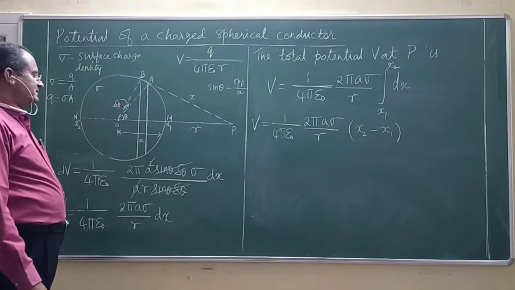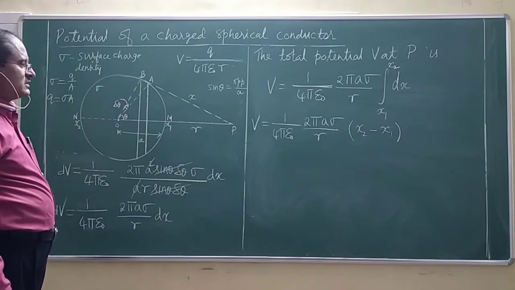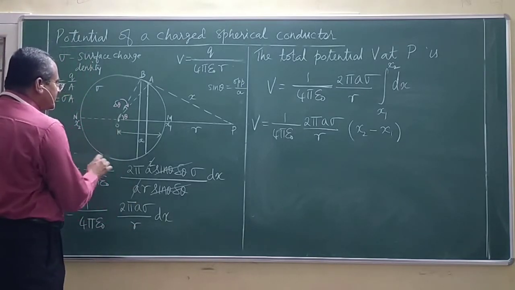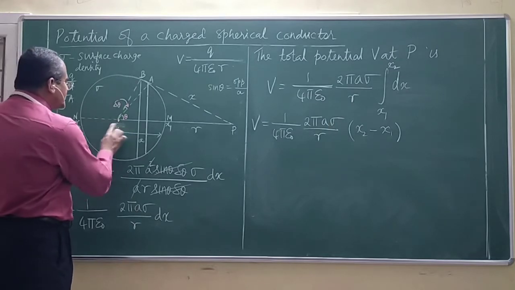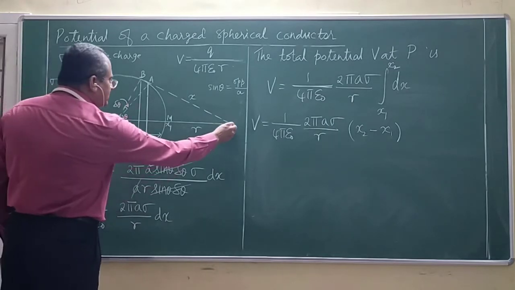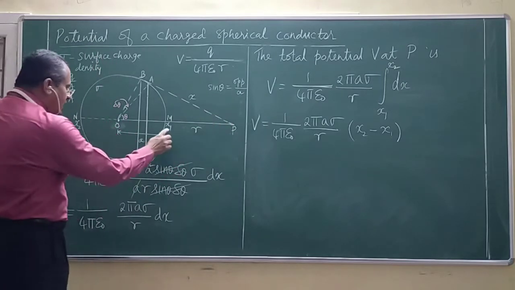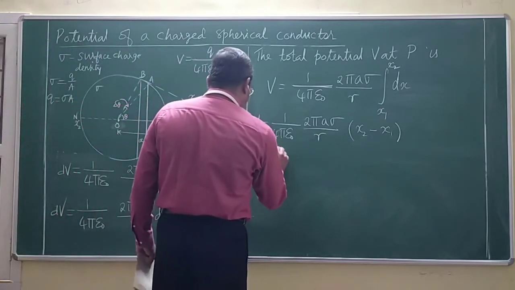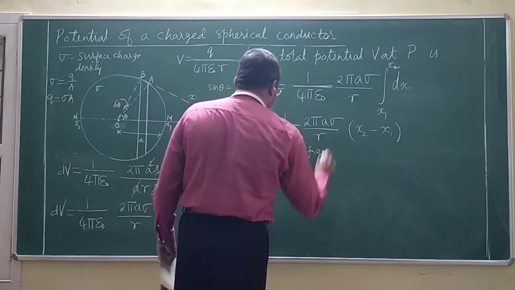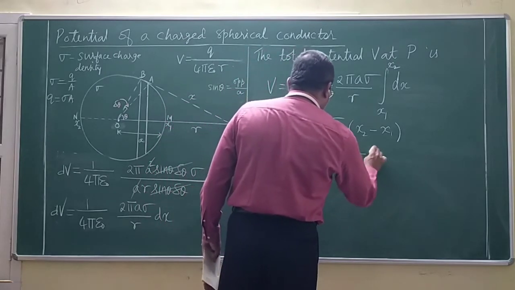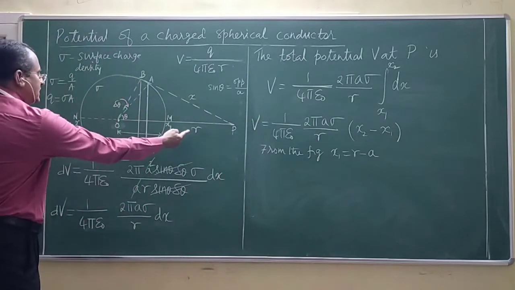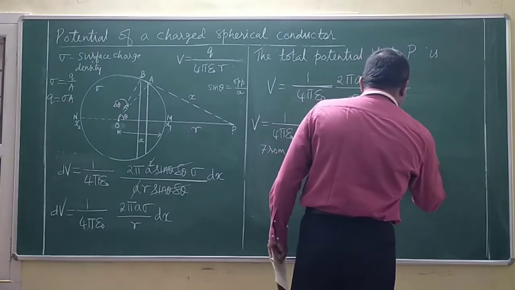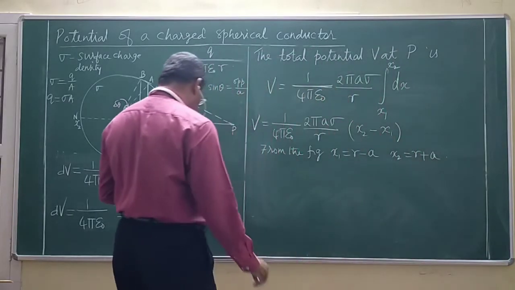Let us go to the diagram and try to find out what is x1 and x2. Sir, if you look into the diagram carefully, from the midpoint O to the point P, the distance is r. I want x1. Therefore, r minus a will give me x1. From the figure, x1 is r minus a. Then obviously x2 will be r plus a. Is that okay to you?